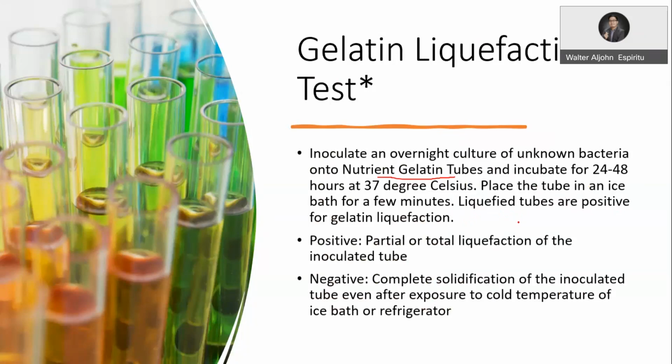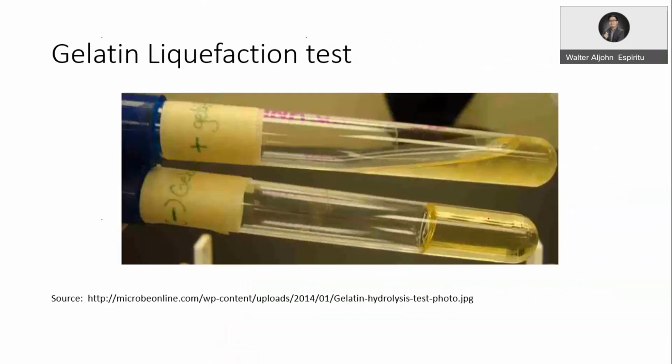If the microbe can utilize gelatin, the gelatin will be liquefied. Positive here is a partial or total liquefaction of the inoculated tube. But if it's still solid, that means it's a negative result. So here's what it looks like. Here's a gelatin tube with the solid gelatin. If it is inverted, as you can see, it's still solid. But here we have a gelatin positive tube. From a solid gelatin, it becomes liquid. That means the microbe is able to liquefy the gelatin.